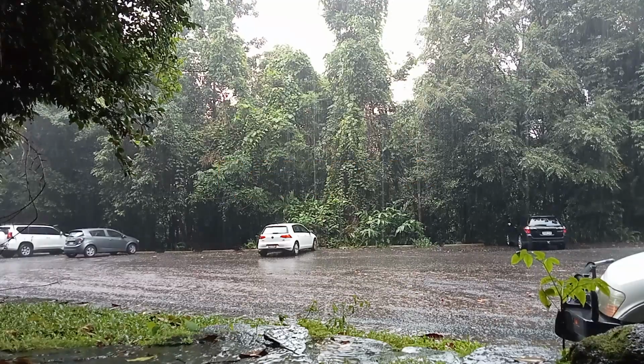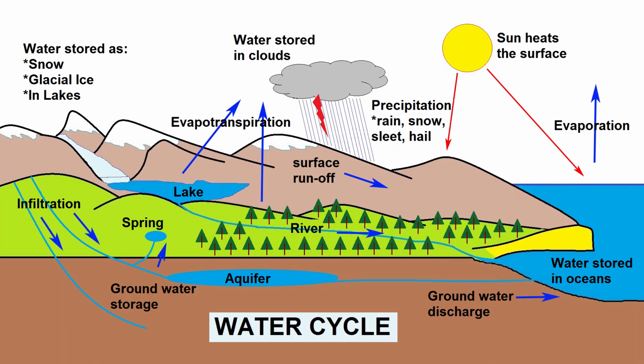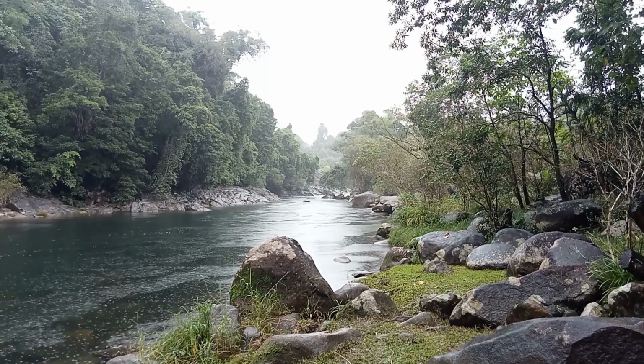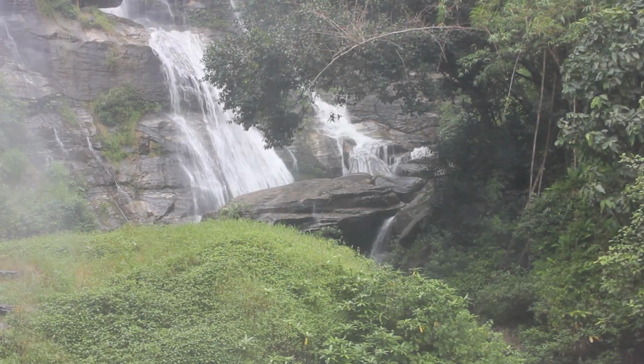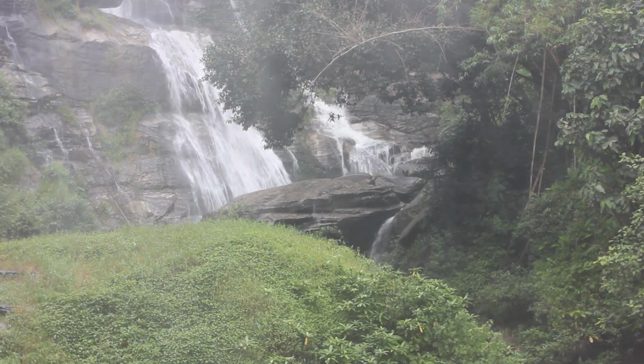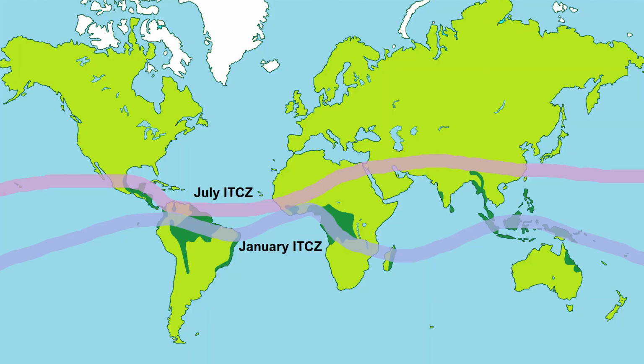The high temperatures of the tropical regions generate a water cycle whereby the accelerated evaporation of water results in high levels of rainfall. Tropical rainforests receive at least 2,000 millimeters of rainfall each year. The climate of equatorial regions is heavily influenced by the Intertropical Convergence Zone, or ITCZ.